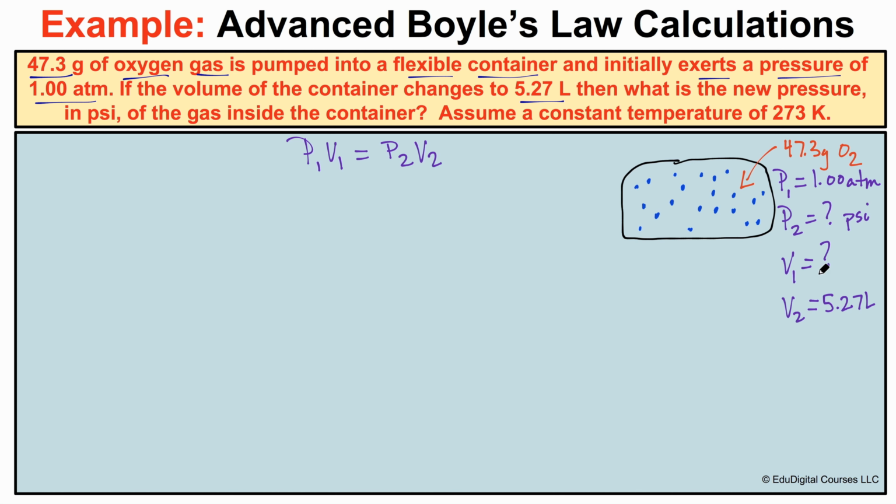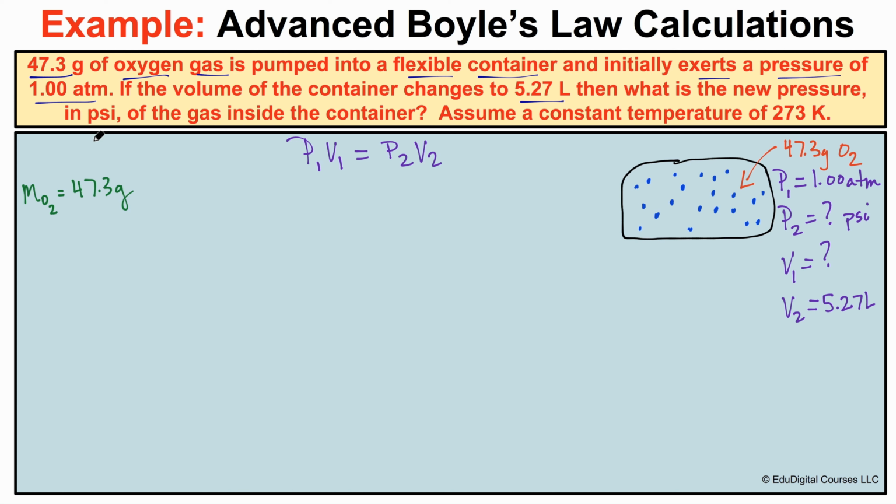So let's figure out the initial volume of the container and of the oxygen in the container. And how can we do that? Well, this question tells us that we're pumping in 47.3 grams of oxygen. So we know the mass of oxygen: the mass of our O2 is equal to 47.3 grams. Well, we can figure out the volume by simply looking up the density of our oxygen gas, because this is happening at 273 K and 1 atmosphere of pressure.